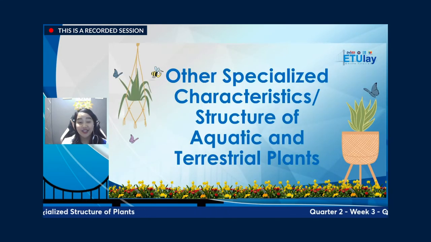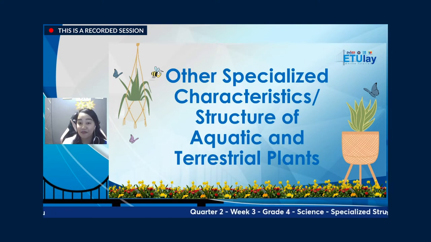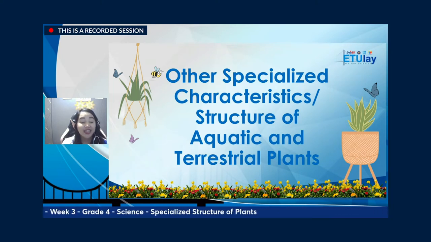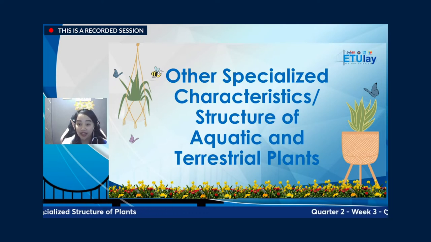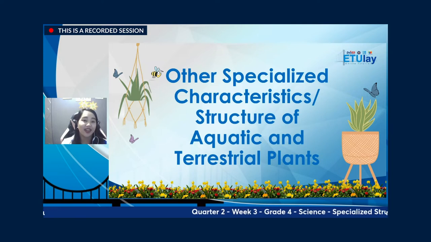Other specialized characteristics or structures of aquatic and terrestrial plants. Aside from the plants mentioned, there are different plants with specialized structures that enable them to survive and adapt to their environment. And some of the plants are the following. Let's start with the terrestrial plants.